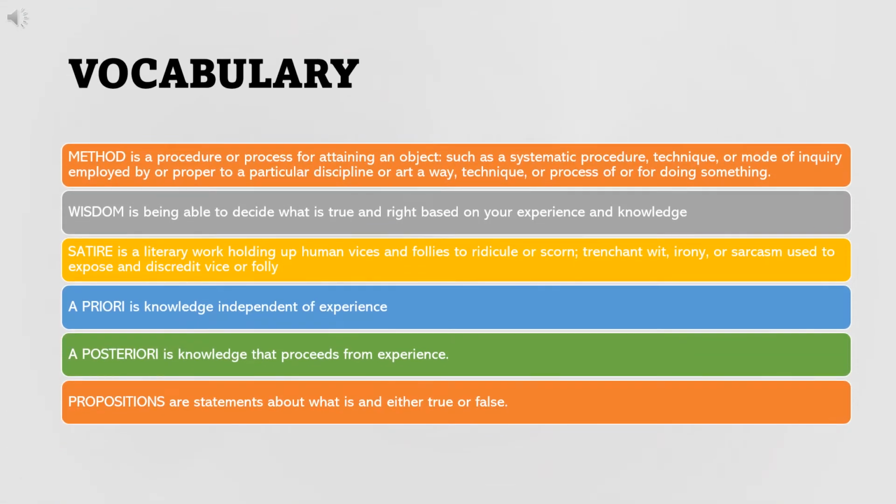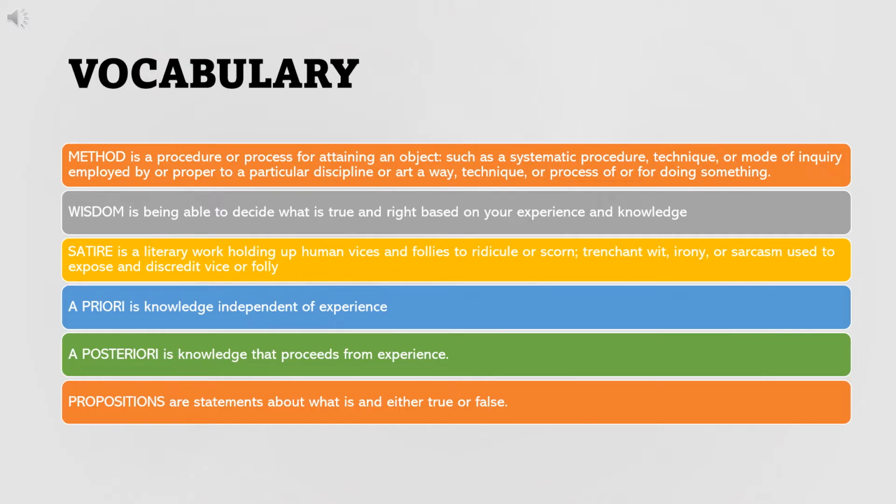Now that you know your targets for the day, have a glimpse of the following words which may appear in this module. Method is a procedure or process for attaining an object, such as a systematic procedure, technique, or motive, inquiry employed by or proper to a particular discipline or art, a way, technique, or process of or for doing something. Wisdom is being able to decide what is true and right based on your experience and knowledge.